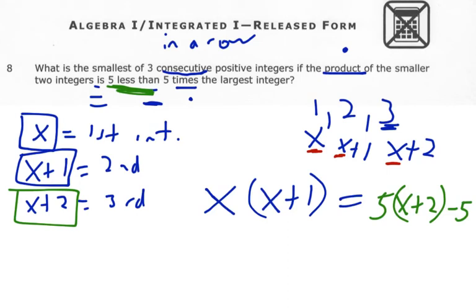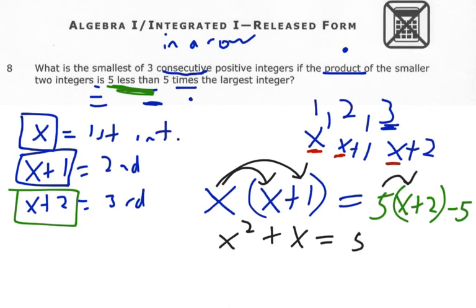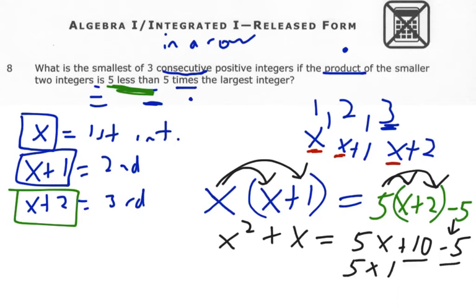And now we just need to use the distributive property and solve this out. So x times x is x squared. x times 1 is positive x. 5 times x is 5x. 5 times 2 is positive 10. And then I'm going to bring down my minus 5. I'm going to combine my like terms. So that would be 5x plus 5 equals x squared plus x.